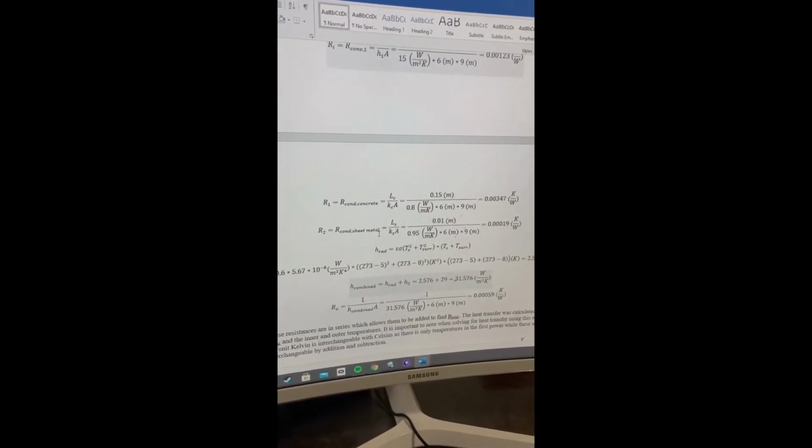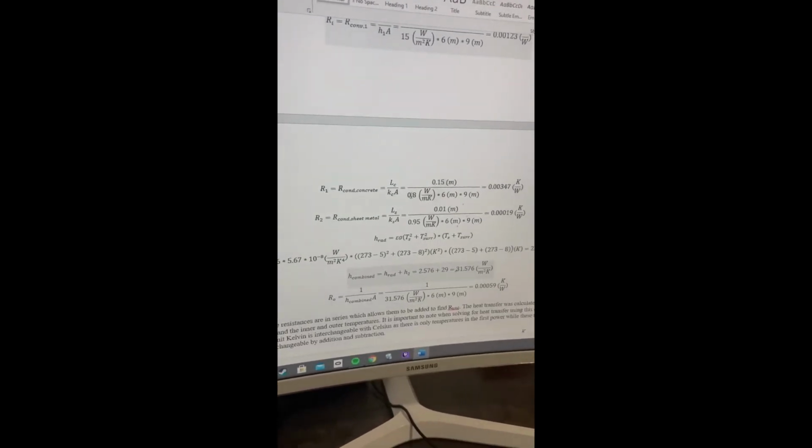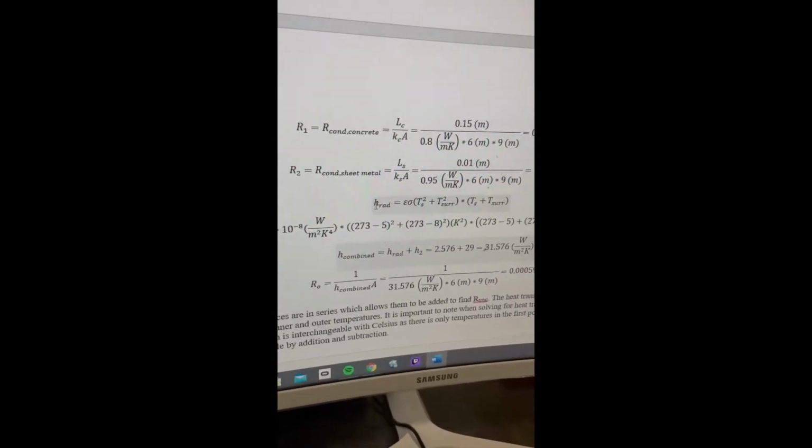And so to determine this, we need to find a combined heat transfer coefficient, which involves first finding the heat transfer coefficient for radiation as seen here. And then you add that to the convective heat transfer coefficient for the outside that we were given. And that's used to find the R outer resistance. And from here, you go and add these up as they are all in series to find R total.